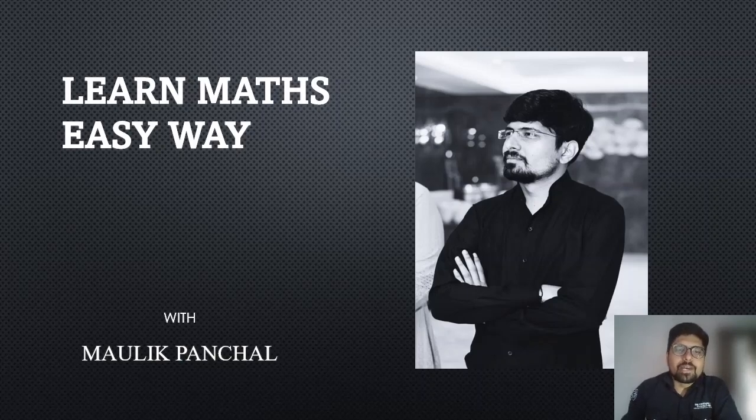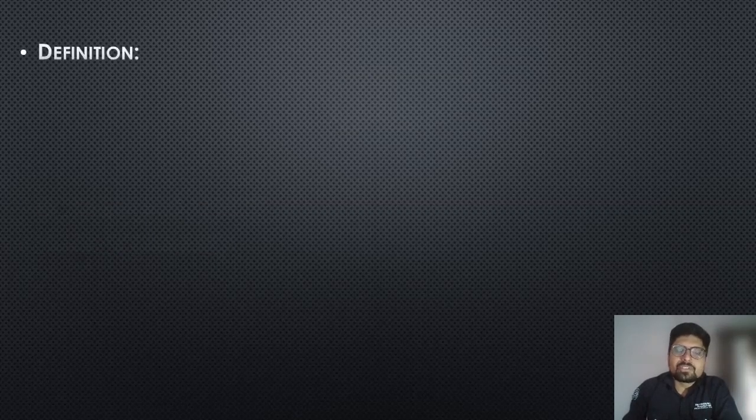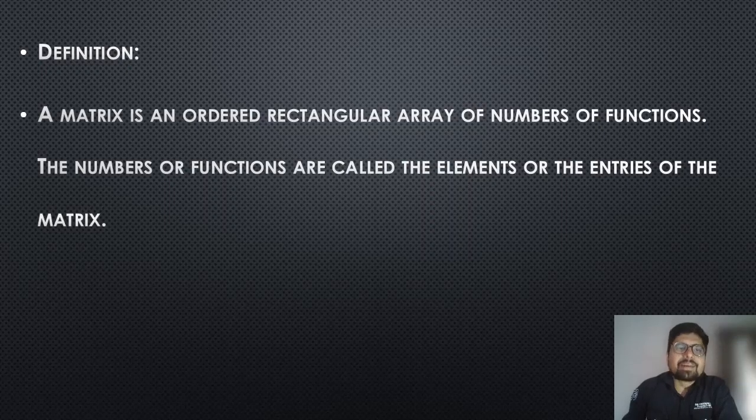Hello guys, today I am going to discuss chapter number 3, matrices, from standard 12. In today's lecture I am going to discuss the definition of matrix and some types of matrices. Let's get started. So very first, the definition. Matrix is an ordered rectangular array of numbers or functions. The numbers or the functions are called the elements or the entries of the matrix.